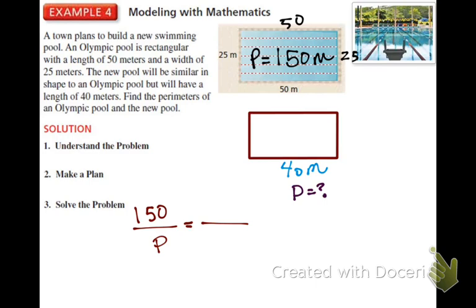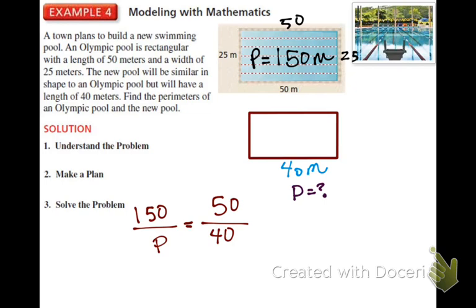All right, equals a side of the first over a side of the second. Yeah, you would use 50 and 40. Why couldn't I use 25? Yeah, you don't have the width of the other pool, so you can only use 50 and 40. Could I have flipped it and done 40 over 50? The numerators have to be from the same pool. So 150 and 50 come from the top pool. P and 40 come from the bottom pool.